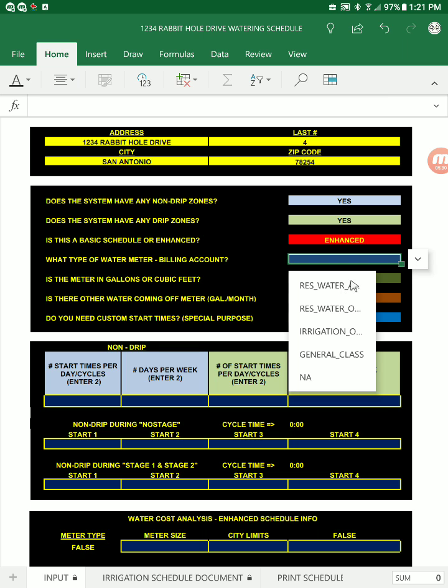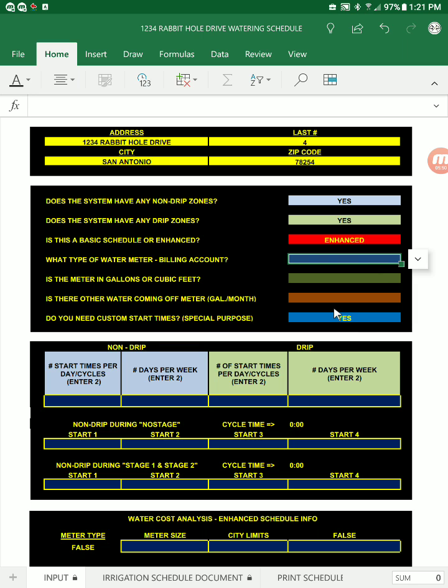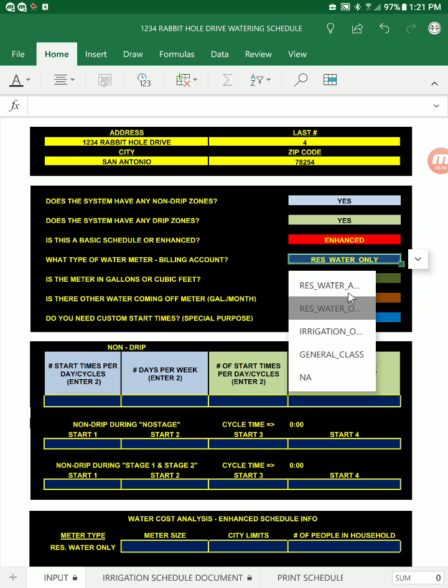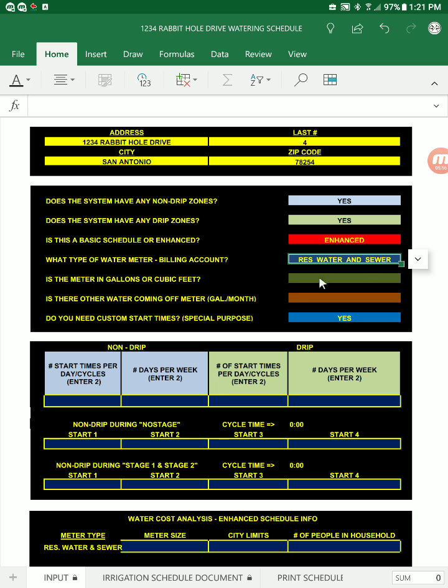So, the different types of billing accounts. We've covered this in another video, but we have residential water and sewer, residential water only, irrigation only, and general class. Most commercial properties have a separate irrigation only meter. It's kind of hard to read given how much space you've got here. Let's say I want residential water and sewer, but I accidentally hit that button, and now it says residential water. That's wrong. It's hard to read the abbreviated lines in the pull-down menus, but if you make a mistake, just go back and change it.